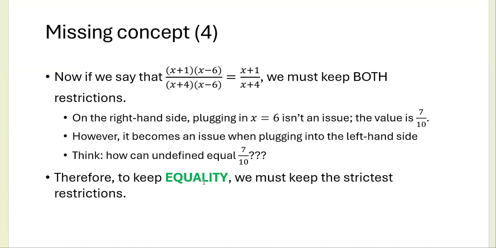Therefore, to keep the equality possible, that's why I'm emphasizing this concept of equality. To keep the equality, we have to keep the strictest restrictions. So we have to also say that x cannot equal 6. It's fine to plug it in on the right-hand side, but we have an issue on the left-hand side. So we also say that x cannot equal 6. If we state that restriction along with x cannot equal negative 4, then it's fine. If we state those two, all other values of x are fine. The equality will be true. Okay, that's the missing concept that I hope the teacher emphasized, and maybe she just totally forgot to write it.